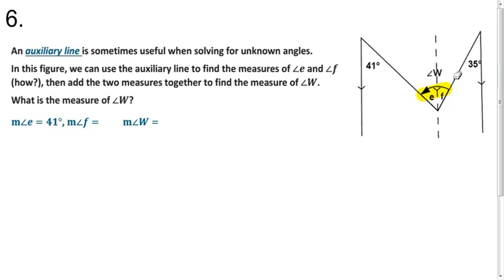And F is going to be 35, alternate interior as well. And so W, when we put those together, will be 76. So maybe you want to think of it as you start off with no helper line there, no auxiliary line. And then you realize, hey, that would be a useful way to find that angle by drawing it in there. So that's the idea here.